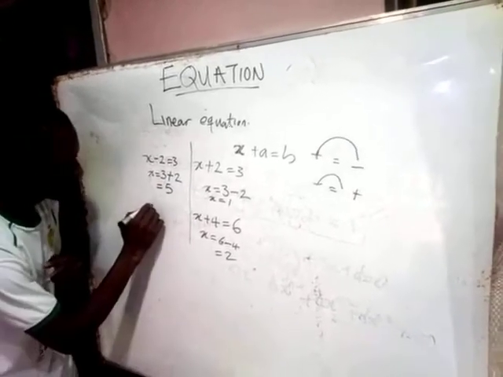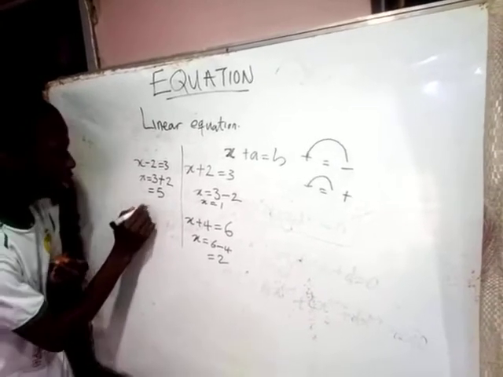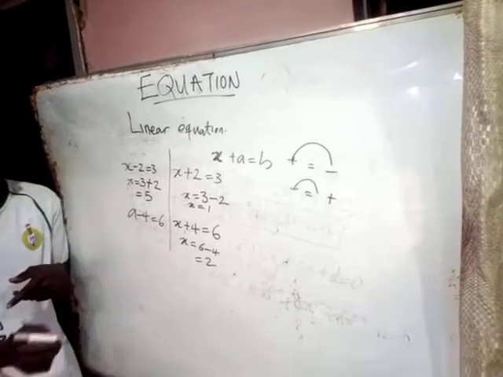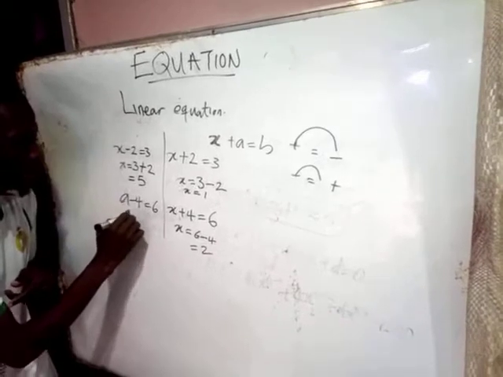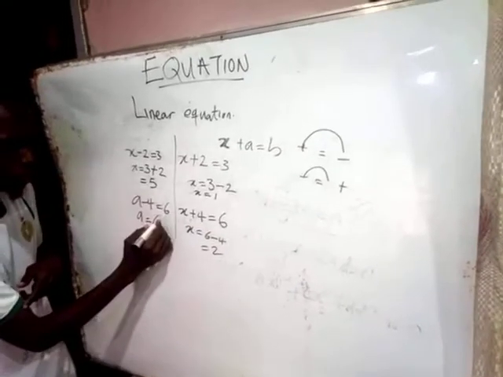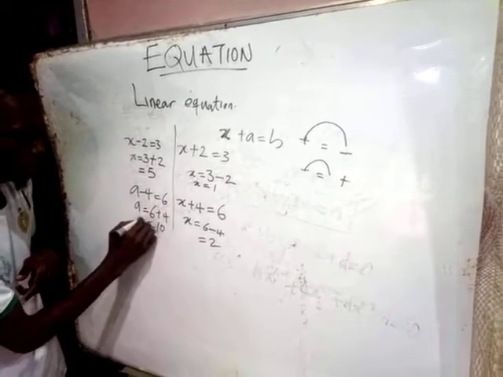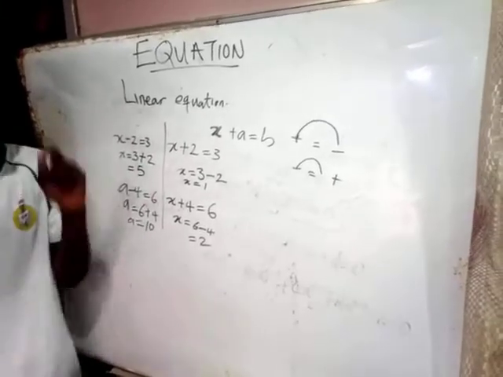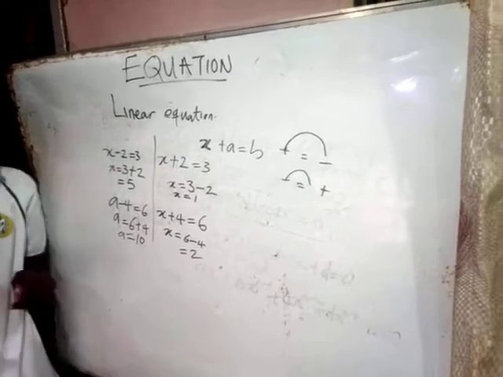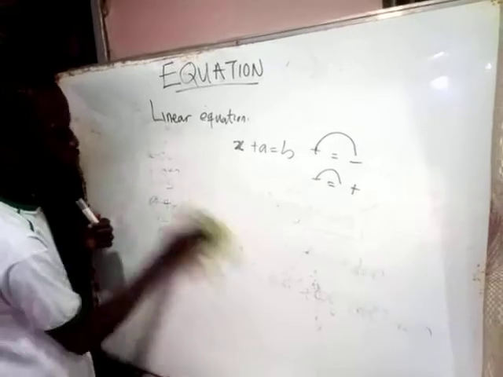Again, we have x, it can be any alphabet. A minus 4 is equals to 6. That is, a is equals to 6, and when the 4 comes across, we want what? Plus 4. So 6 plus 4 is equals to what? 10. A is equals to 10. You know, we are mentioning equals to because it is what? Equation. Is it clear?